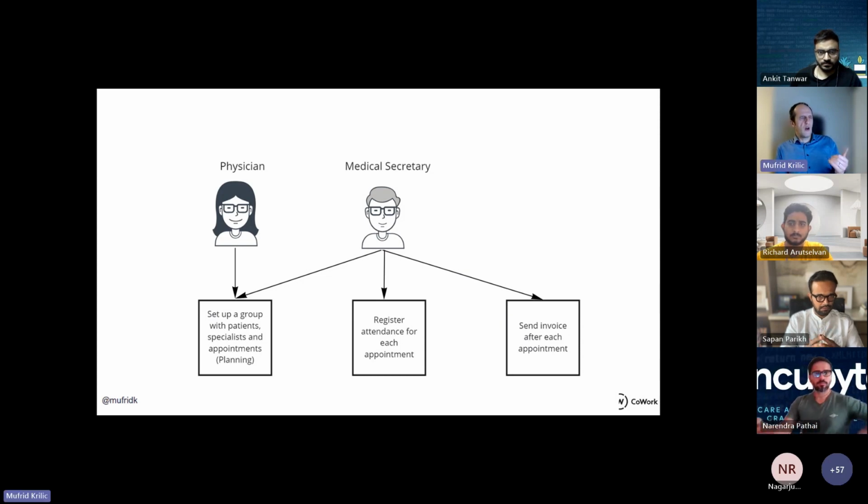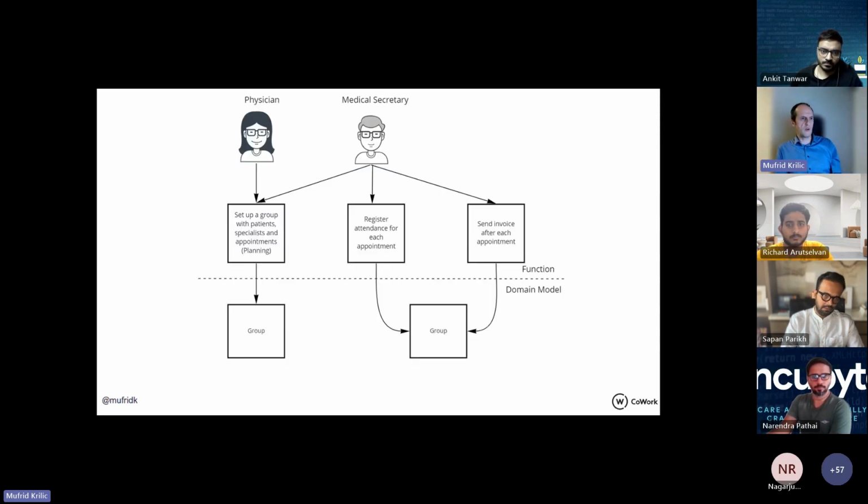Which gives us now, okay, we see different roles. On the planning part, we have physician and medical secretary, while on the check-in part it is mostly a medical secretary. So now we have incentive to create two different models: one model for the group for planning, one model for the group for check-in.